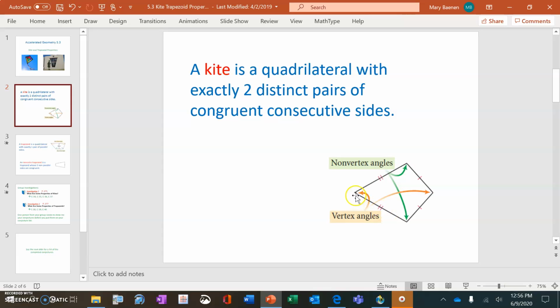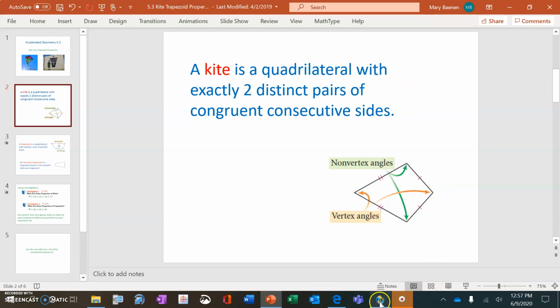The sides that are equal come together at a vertex angle. Here, these two sides come together at a vertex angle. And geometry people, again, not being too creative, said if those are the vertex angles, let's call the other two non-vertex angles. So where the non-equal sides come together, those are the non-vertex angles. So there are two non-vertex angles and two vertex angles in a kite.